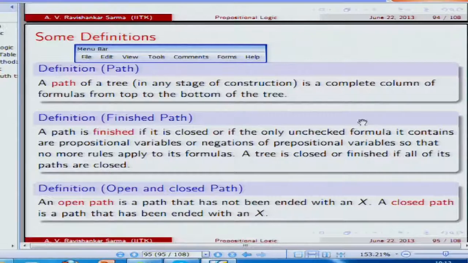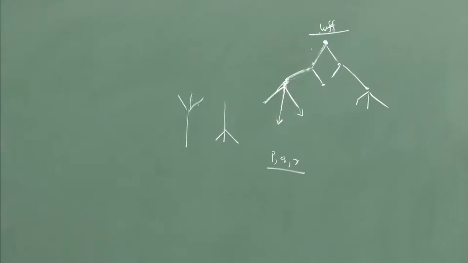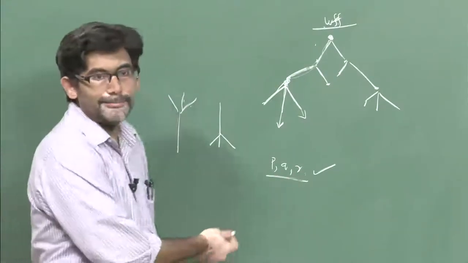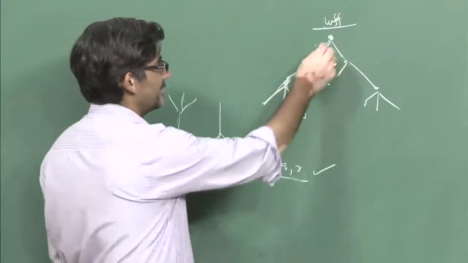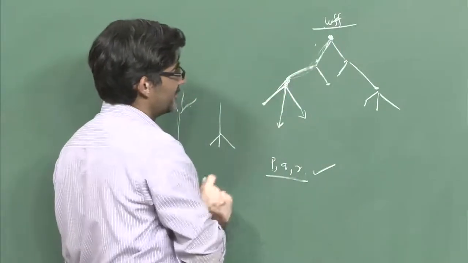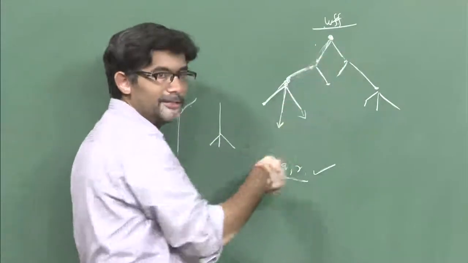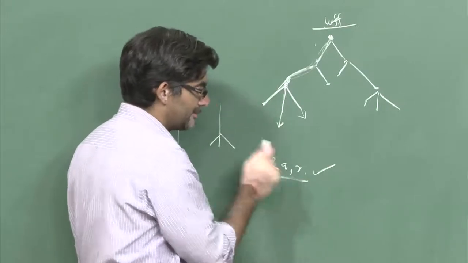The other way is that the branch cannot be further extended. If it ends with atomic sentences, the P's, Q's, R's, etc., then no further rules can be applied to them. That is why the path ends there itself. So you will be using alpha and beta rules until you end up with only atomic propositions.